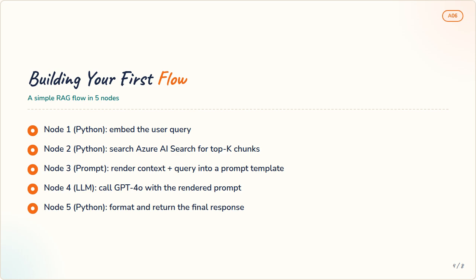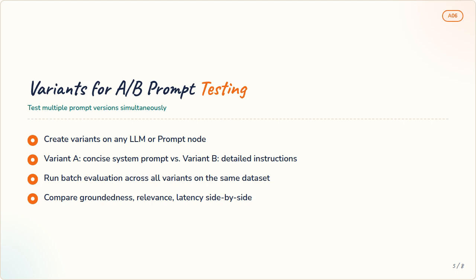A simple RAG flow needs 5 nodes. The first 2 handle retrieval, embedding the query and searching Azure AI Search. The third renders the context and query into a prompt template. The fourth calls GPT-4o. The fifth formats the response. Connect them in sequence and you have a working RAG pipeline.